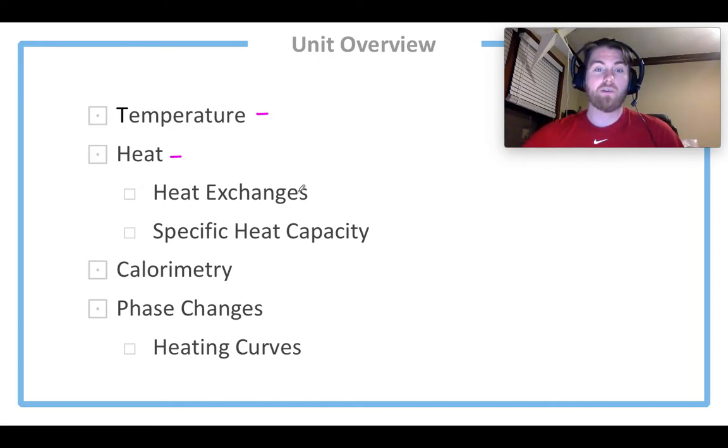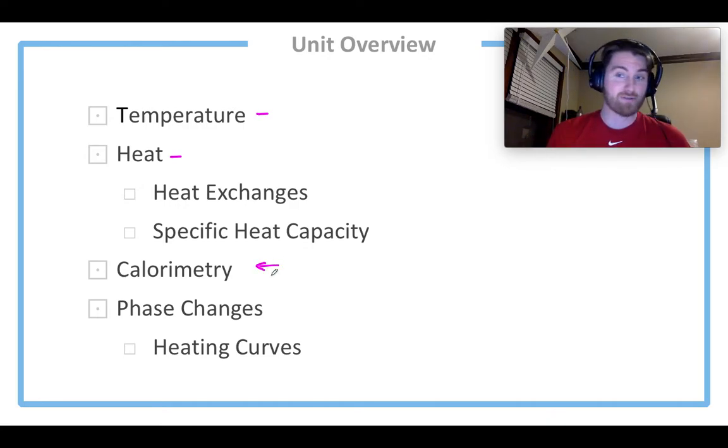Then we are going to talk about calorimetry. Calorimetry is really to get you prepared for chemistry, because you do a lot of calorimetry in chem, so this is your baby step into it. And then finally, we're going to talk about phase changes and heating curves, what happens to elements after they gain a certain amount of heat or go past a certain temperature.